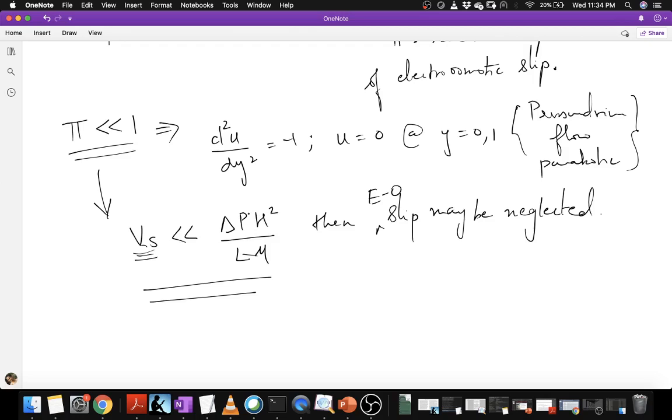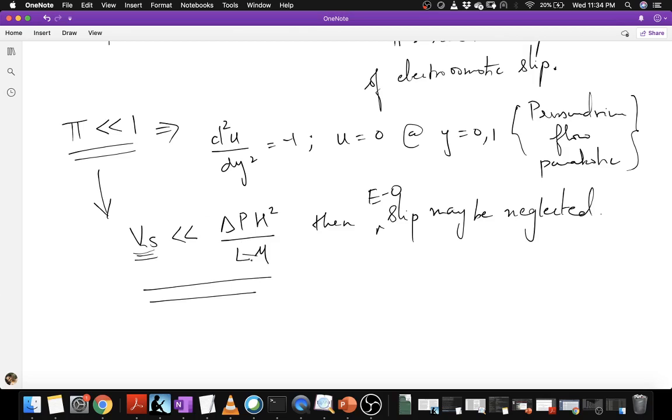But what is large? Well, large is exactly what is obtained from this condition. So if I fix Vs, I can then get an equation for a limit on H such that I can neglect the electro-osmotic effects directly from this inequality. Similarly, I can see what pressure gradient I need to apply before I can neglect the electro-osmotic slip, or how long should my channel be.